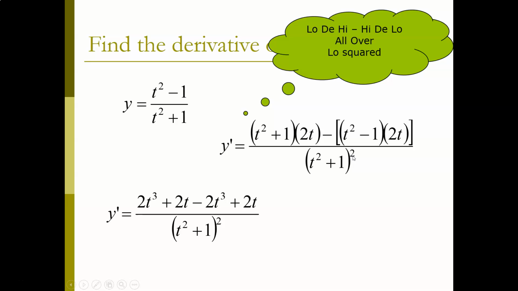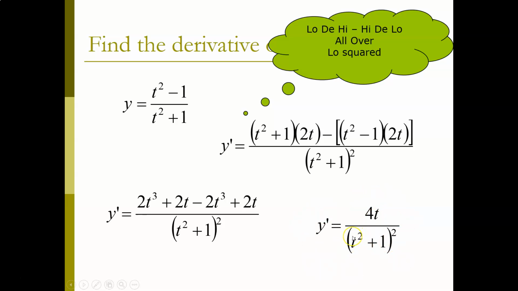Now, if we wanted to clean this up a little bit, we could. Obviously, if we multiply t squared plus 1 times 2t, we get 2t to the power 3 plus 2t. T squared minus 1 times 2t is 2t to the power 3 minus 2t. The bottom stays the same. And if we clean that up, we would just be left with 4t.